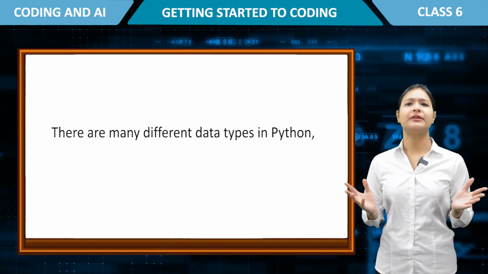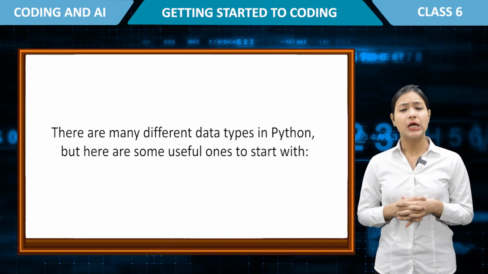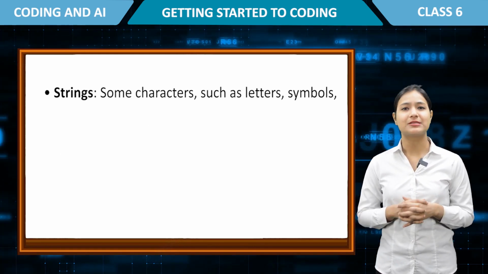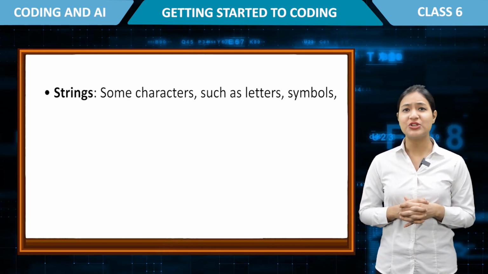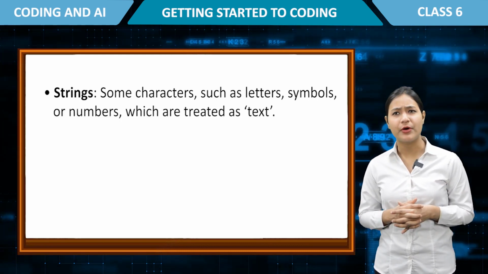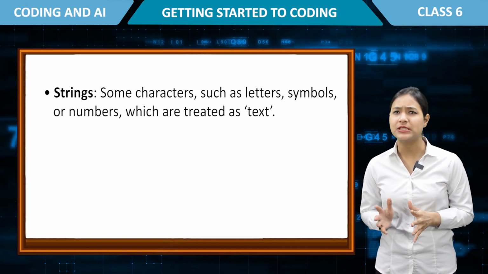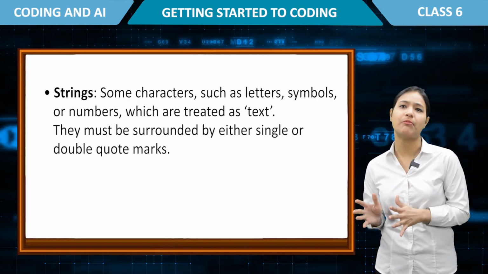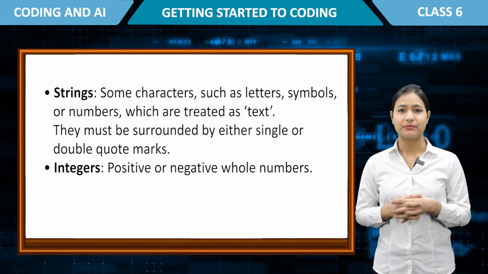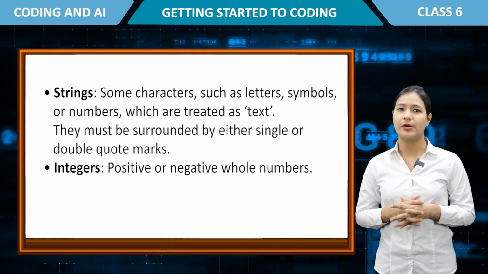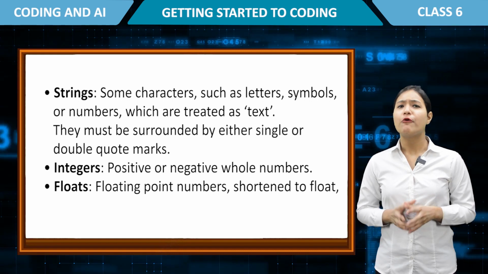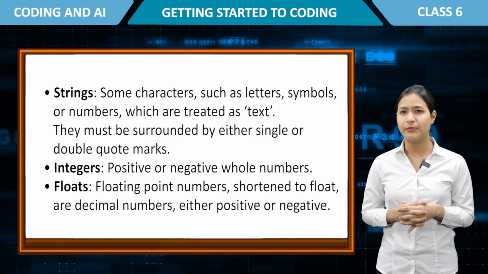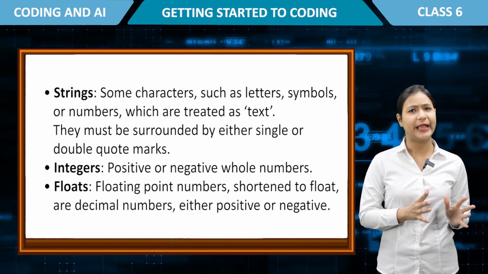There are many different data types in Python, but here are some useful ones to start with. Strings. Some characters such as letters, symbols or numbers which are treated as text, they must be surrounded by either single or double quote marks. Integers. Positive or negative whole numbers. Floats. Floating point numbers, shortened to float, are decimal numbers, either positive or negative.